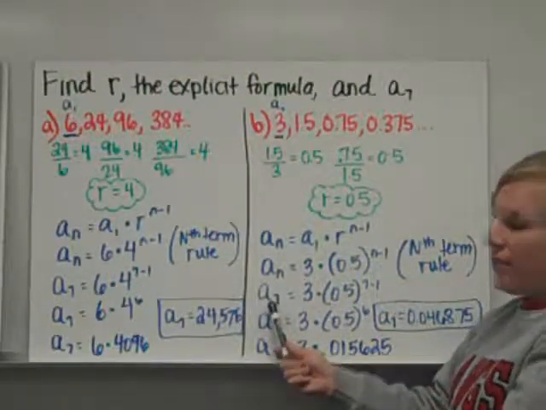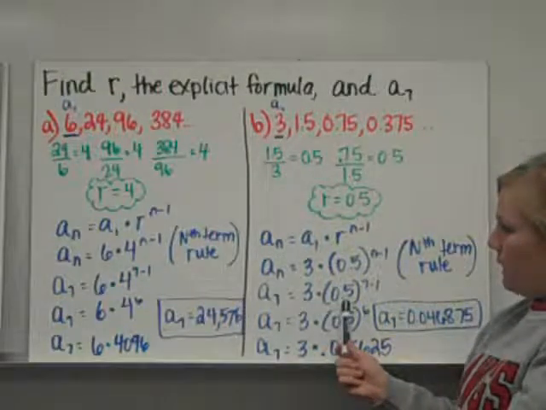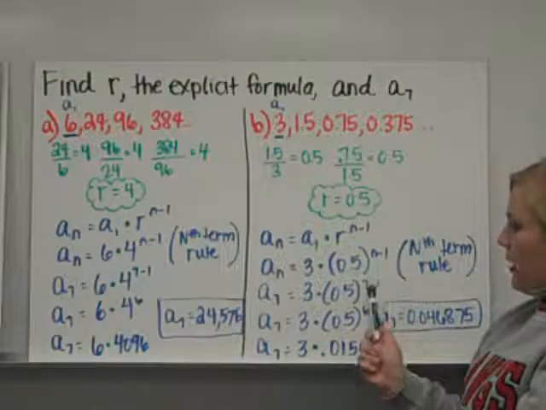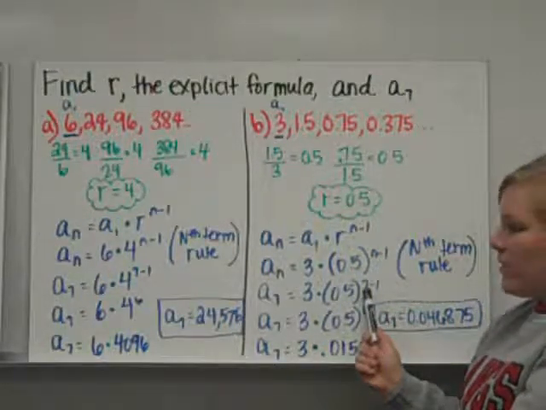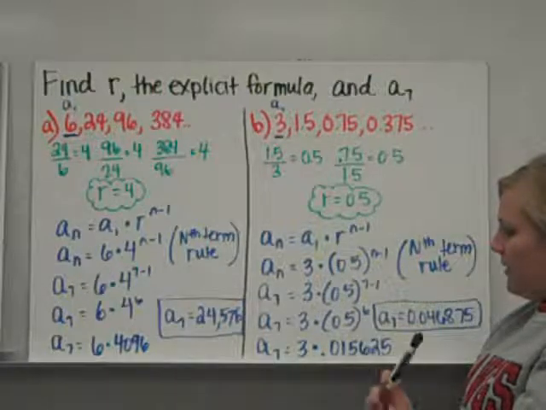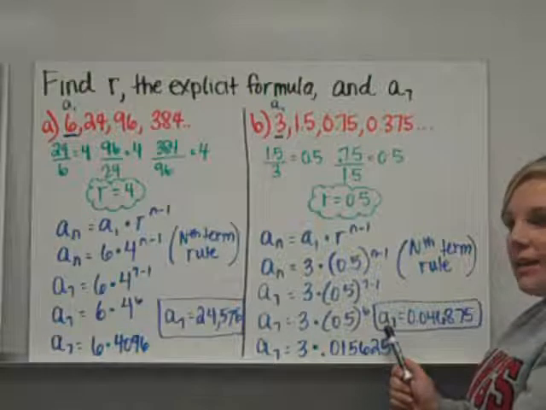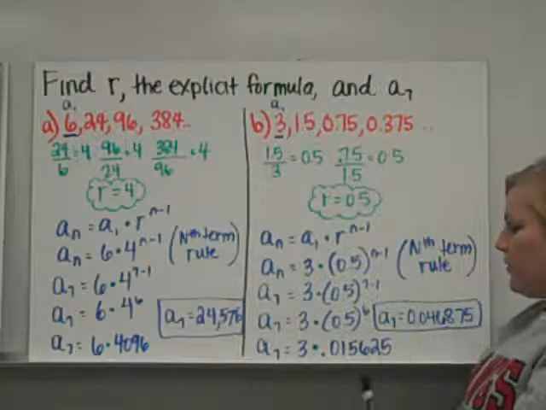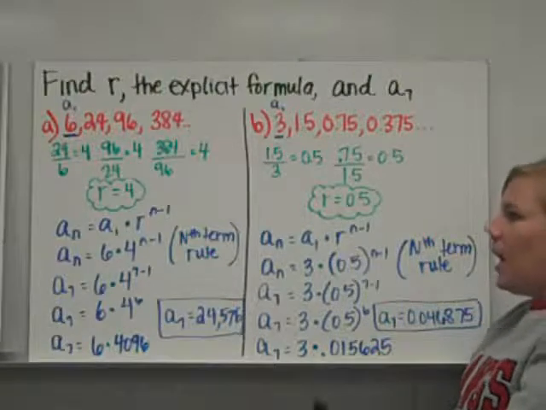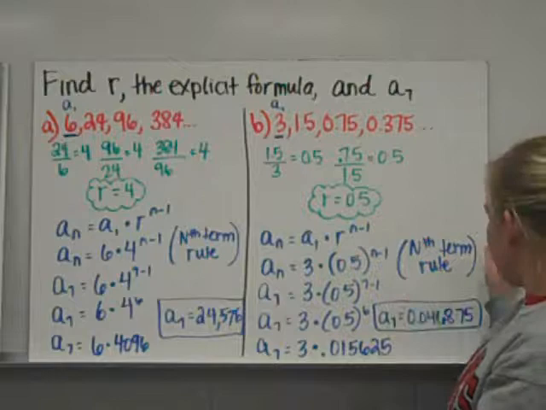Now I want to find the 7th term. A sub 7 is equal to 3 times 0.5 to the 7 minus 1 power. I'm plugging in 7 in place of n because I'm looking for the 7th term. A sub 7 is equal to 3 times 0.5 to the 6th power. And when I evaluate this, I end up getting an answer of A sub 7 is equal to 0.046875. On a problem like this, you would be allowed to use a calculator.